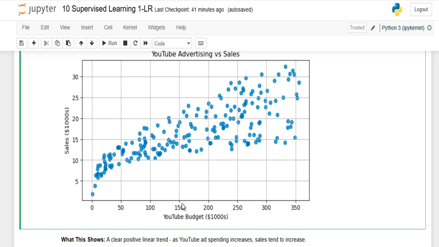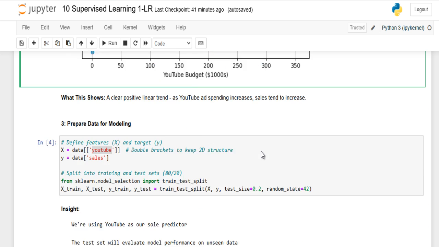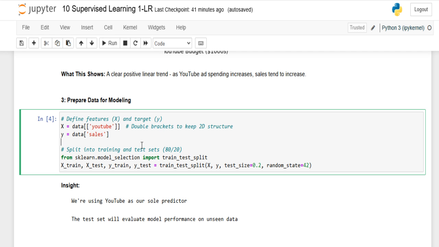You can see our y-axis and our x-axis. You can trace from here up to here, and for any point you want to trace, you can find the value of y, sales, for it. That is prediction actually. What it shows is a clear positive linear trend: as YouTube ad spending increases, sales tend to increase as well. Let's see how we prepare the model for this.